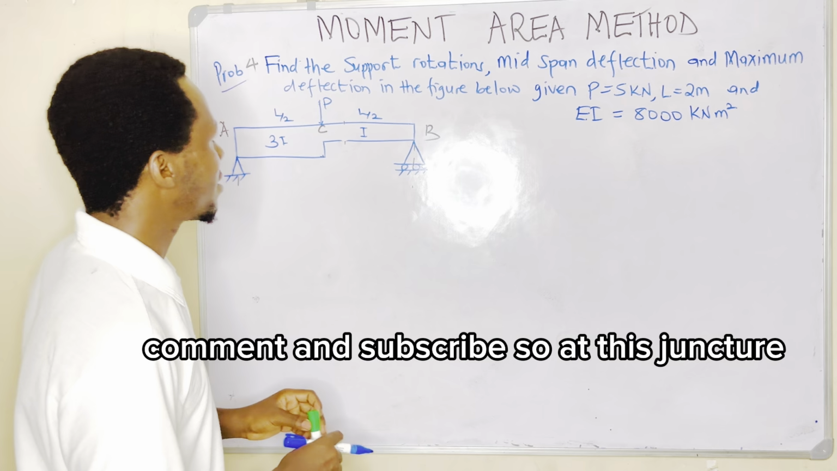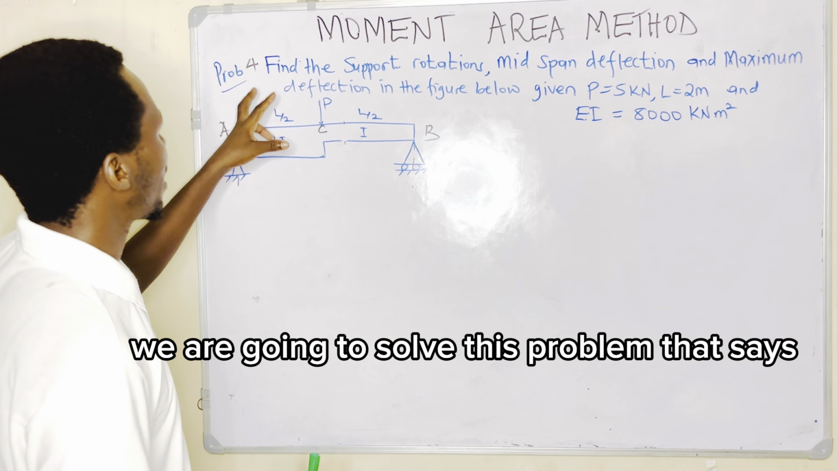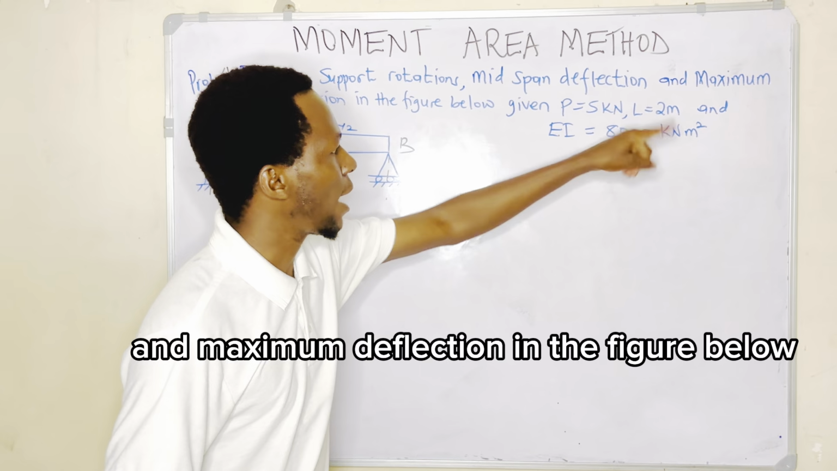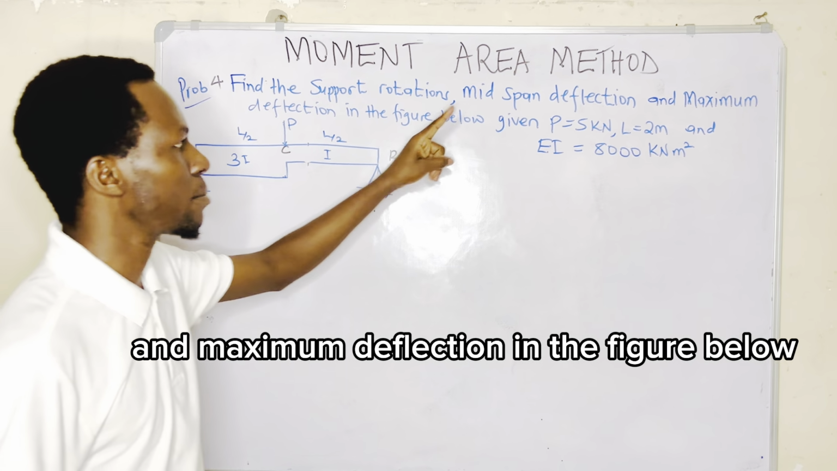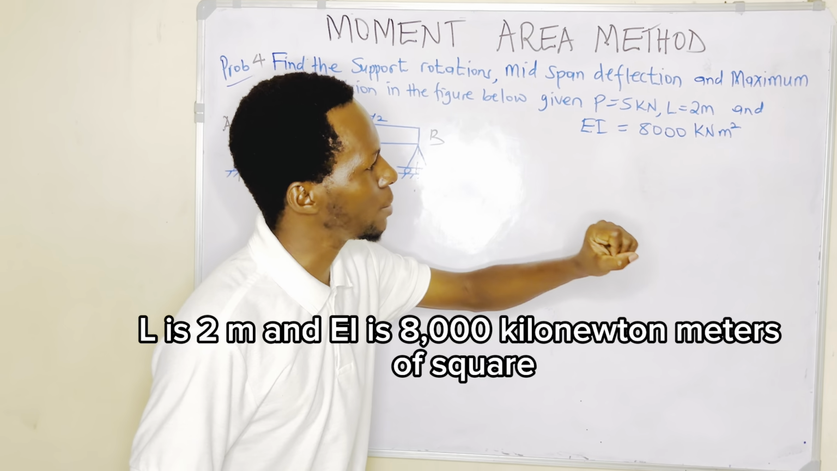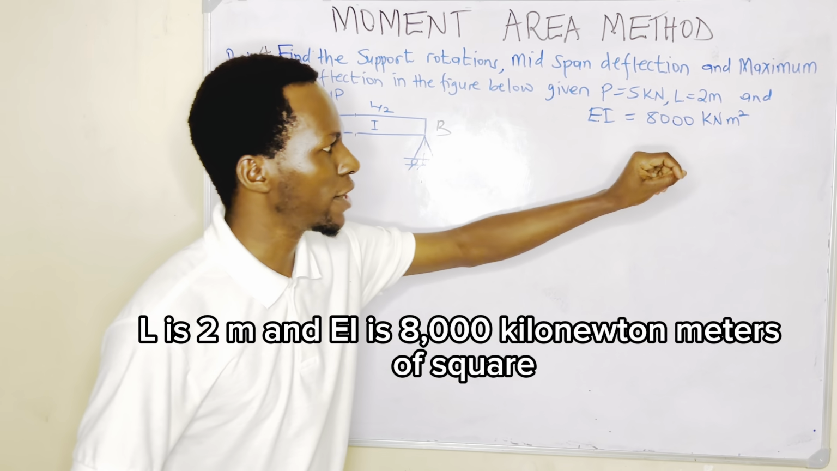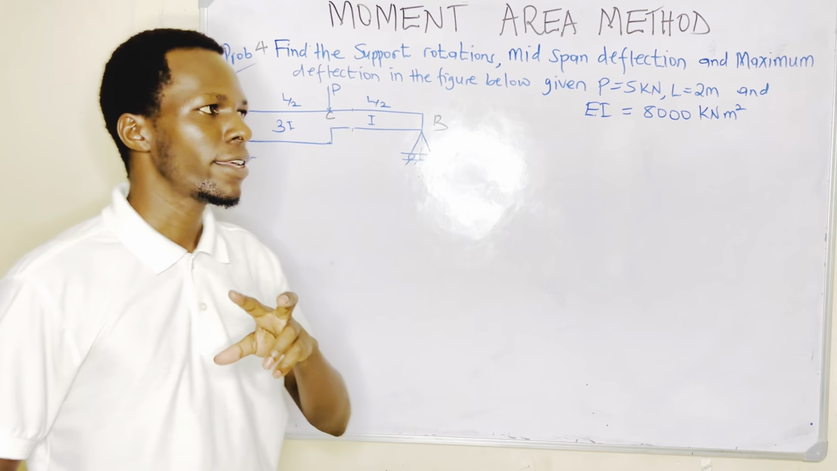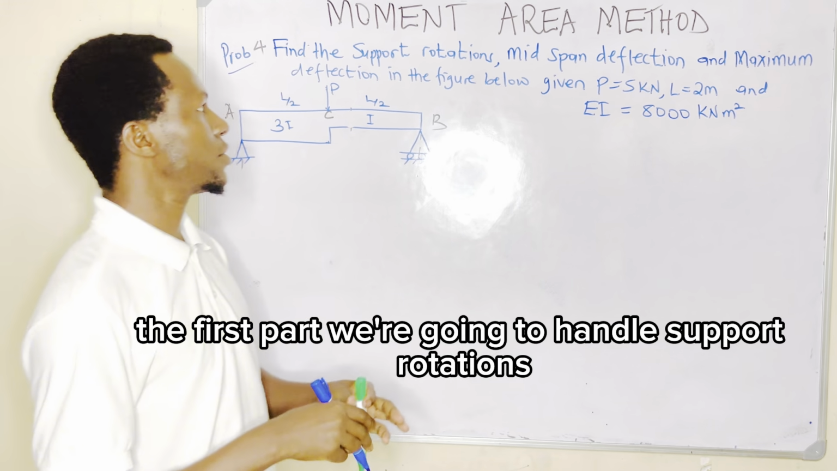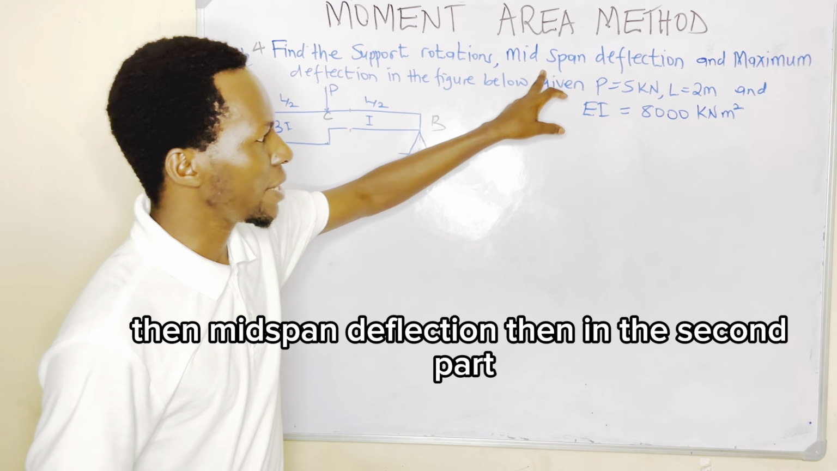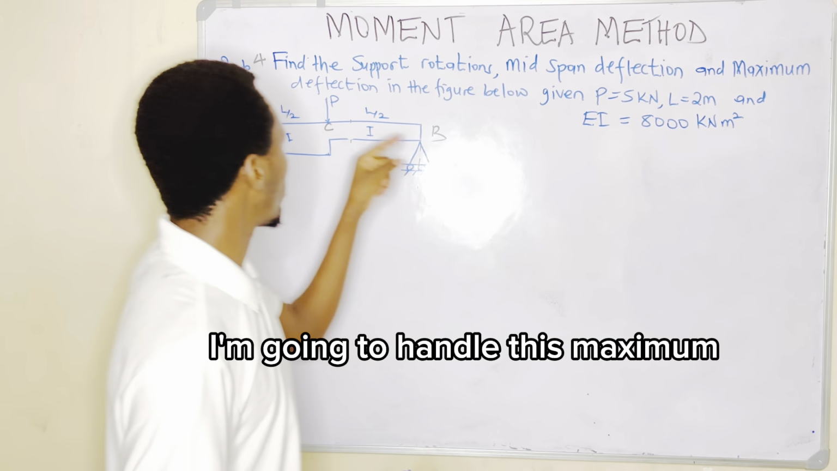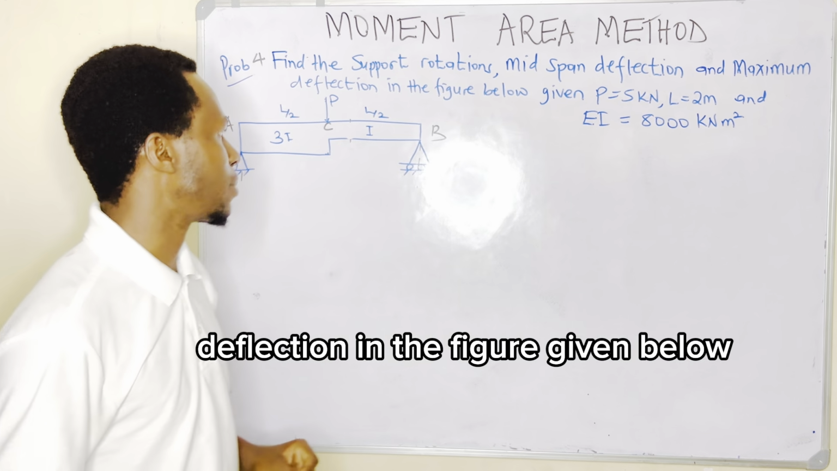So at this juncture, we are going to solve this problem that says find the support rotations, mid-span deflection, and maximum deflection in the figure given below. P is 5 kilonewton, L is 2 meter, and EI is 8,000 kilonewton meters square. Now, this question I'm going to solve in two parts. The first part we're going to handle support rotations, then mid-span deflection. Then in the second part, I'm going to handle this maximum deflection in the figure given below.